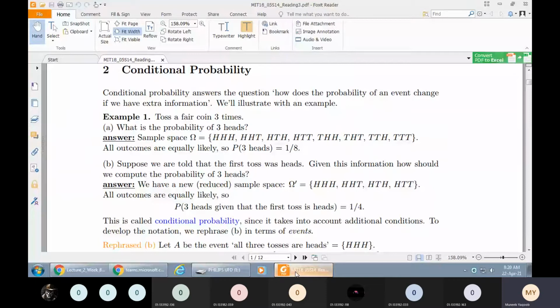The first way is that we can construct a new sample space for the given event. Here, the given event is that on the first toss we are getting a head. So we made a reduced sample space, Omega bar. In this reduced sample space, we wrote every outcome that starts with a head. HHH, the first outcome is head. HHT, obviously the first 2 outcomes are head. HTH, the first outcome is head, and again HTT, the first outcome is head.